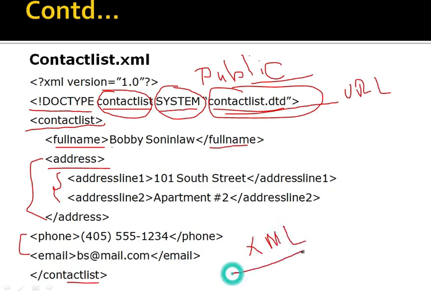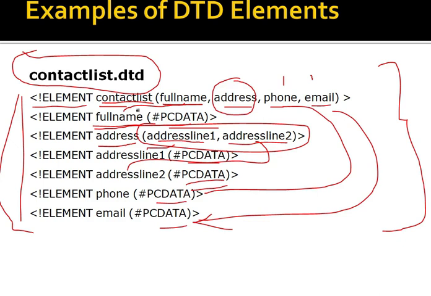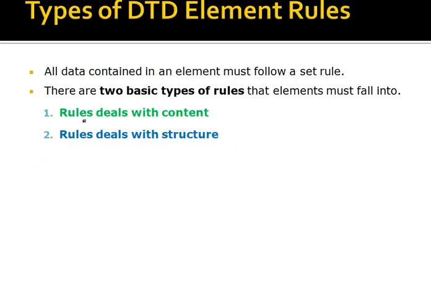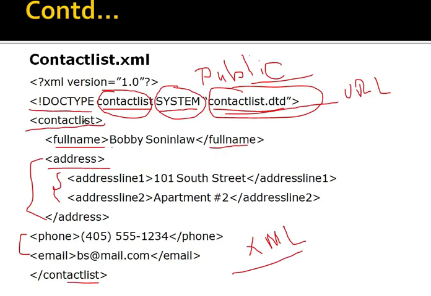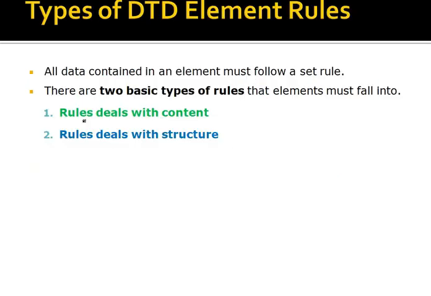This is how you can validate this XML file against the DTD. Okay, against the DTD. So here I am going to refer to the external DTD. Okay, external DTD. So this is how the elements are defined. Elements in the XML files are defined with the help of element declarations. Then when you use elements, the types of DTD element rule: the data contained in the element must follow a set rule.